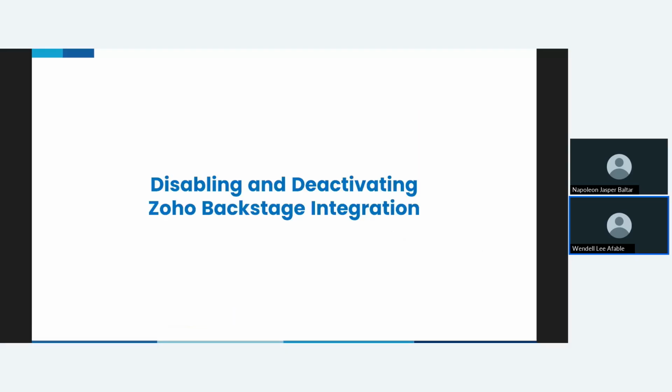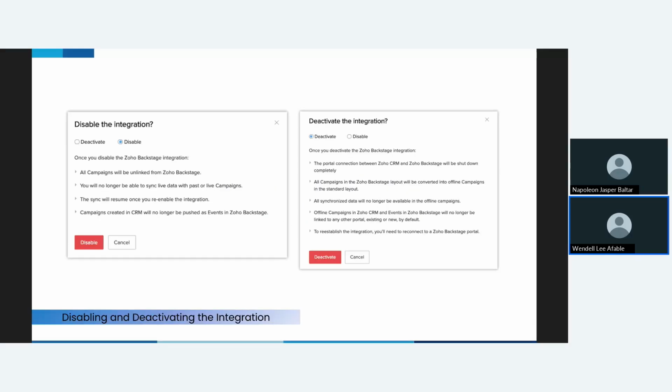Now, to wrap things up, let's discuss how to manage the integration if your business needs change. There might come a time when you need to temporarily deactivate or disable the connection between Zoho CRM and Zoho Backstage. If you just need a temporary break, you can choose to disable the integration. This unlinks your campaigns and pauses data sharing, but the moment you re-enable it, your sync resumes right where it left off. You do this by going to Setup, Marketplace, Zoho Backstage, and clicking Disable.